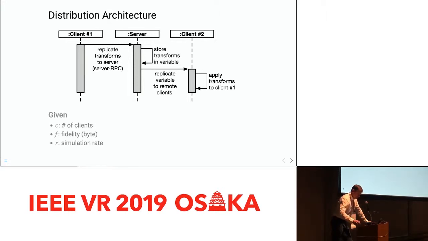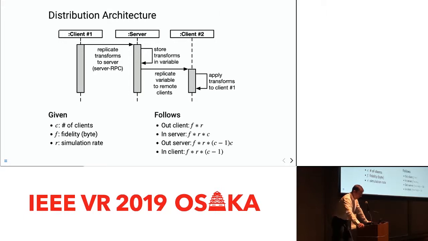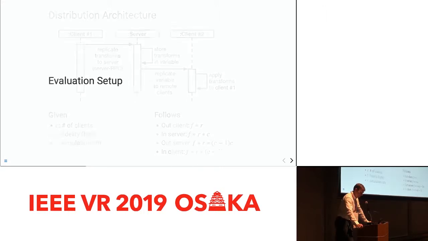But that's just a fraction of the numbers that you really need. If you look at these numbers, you can easily calculate, for example, what kind of out-client bandwidth and in-server bandwidth you have, if you have the number of clients, the fidelity in bytes, and the simulation rate, and then you can just do the math. You can do a prediction, basically. You can say, well, this is what I would expect with my fidelity. This is the bandwidth I would expect here.